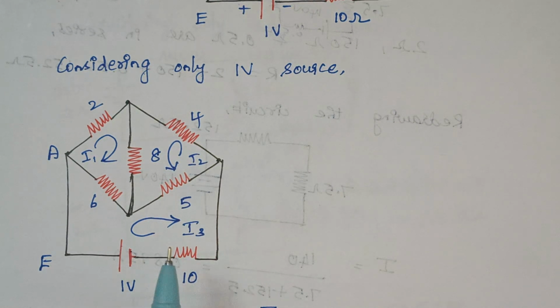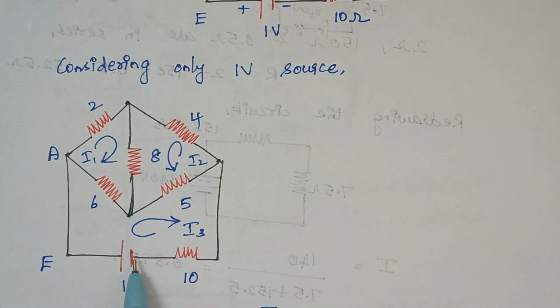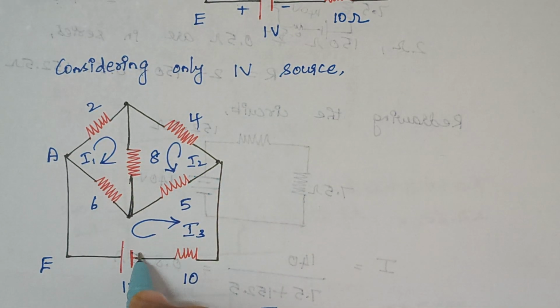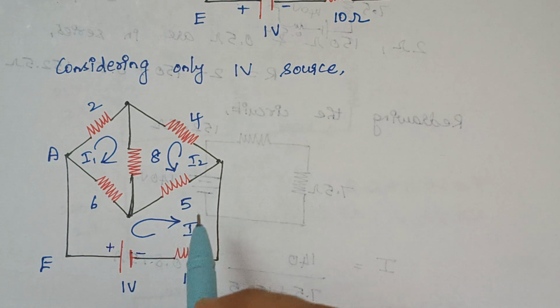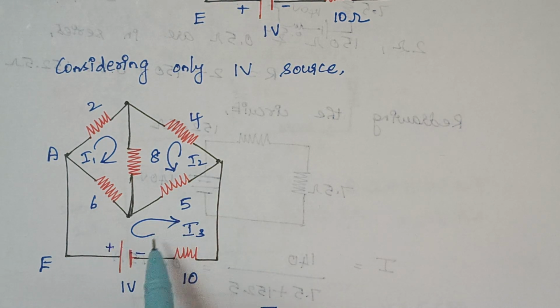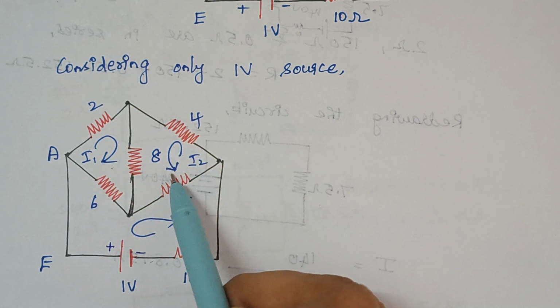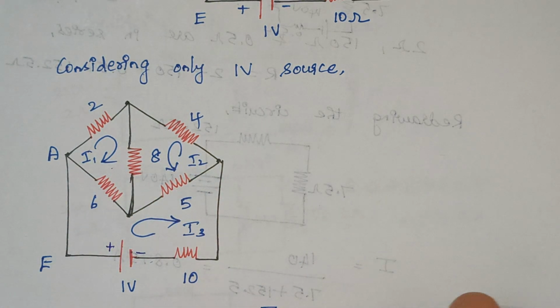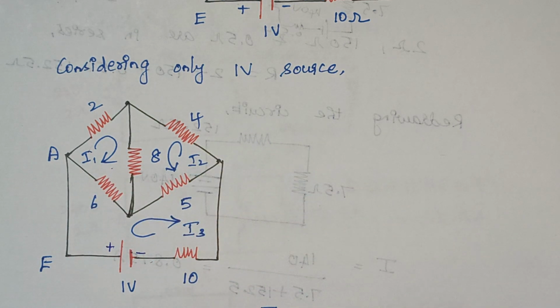So we have to assume the current directions on our own. It is always up to you, okay? Here you see, since we are having a voltage source, we are assuming the current direction from minus to plus, right? So this is the direction of current that flows through this path. And here this I1 and I2 I had taken by myself. It's up to you. You can take either clockwise or anti-clockwise. Whatever directions you take, the final answer will hold the same, right?